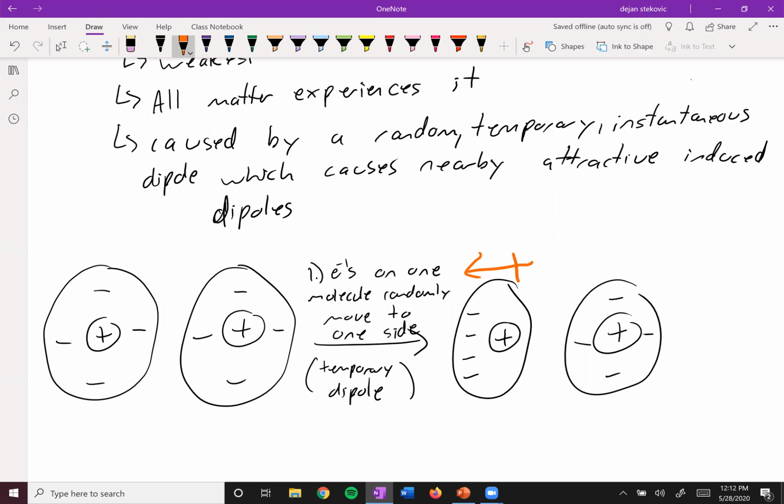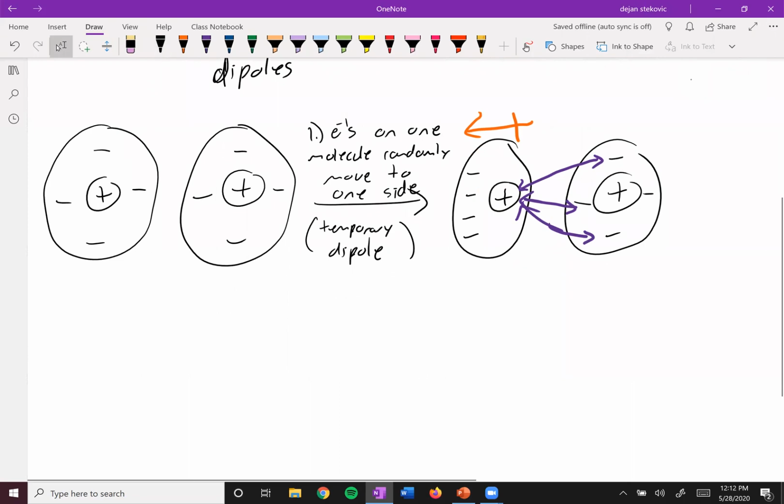And so there's going to be attractions and repulsions with neighboring atoms, right? This nucleus is going to attract these electrons, right? It's going to pull them closer to each other. And so what this temporary dipole is doing is it's inducing a dipole on a neighboring atom.